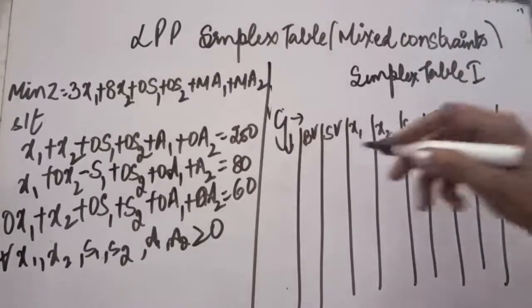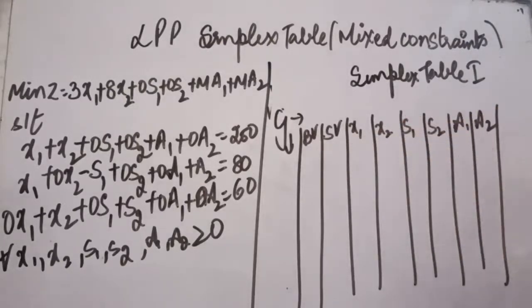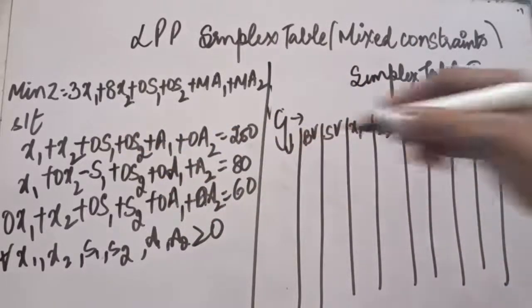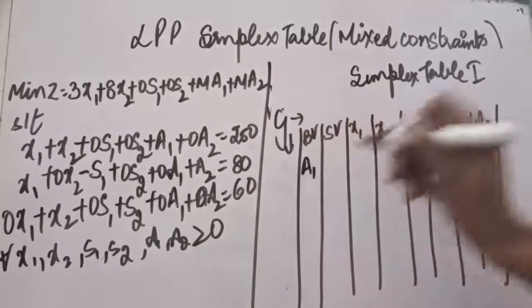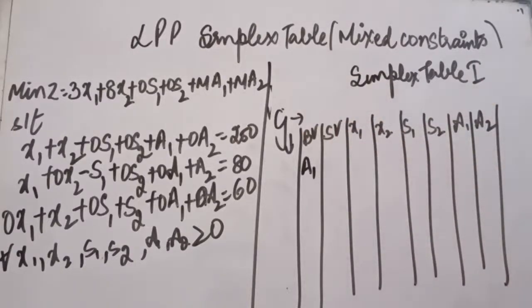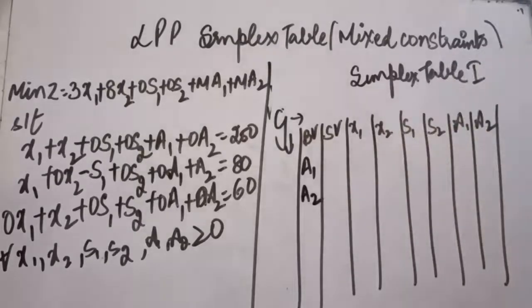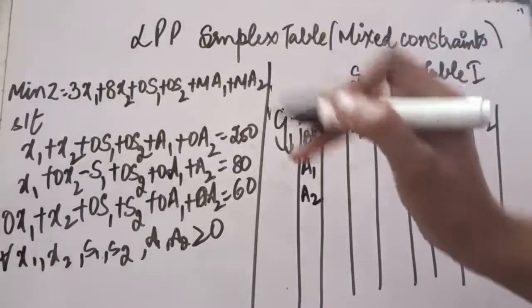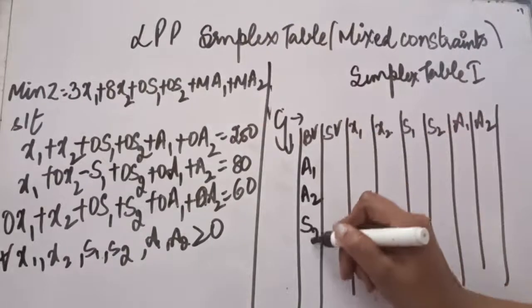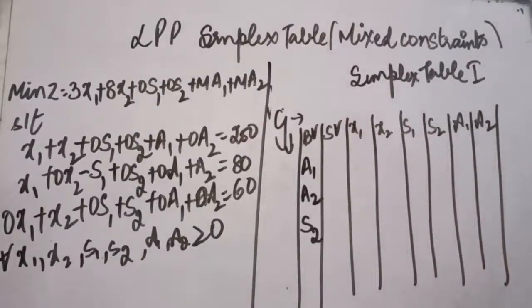Now we will start with the basic variables. Which variables have we added in the question? If you remember, in the first equation we added A1. In the second equation we added A2 and we subtracted S1, so S1 will not be taken. In the third equation S2 was added. So whatever was added in the question we have just noted down, and these will become our basic variables.